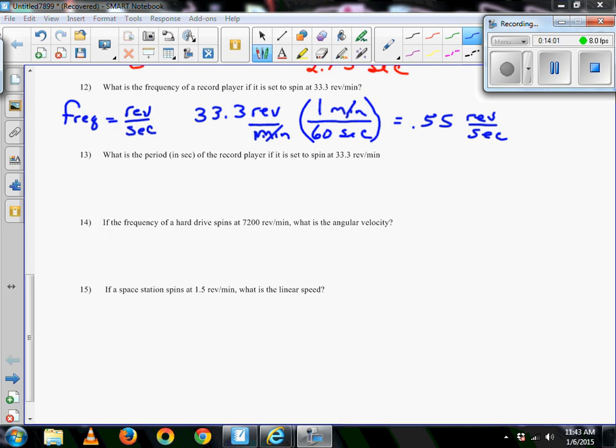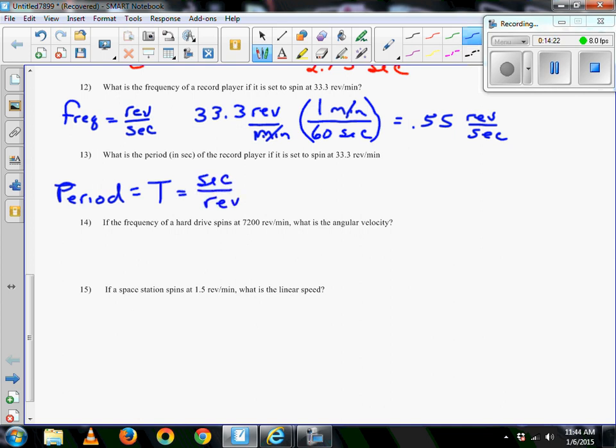Now, the period is the same thing as the amount of time. I want to know how many seconds per revolution. So, period. We use a capital T for that, for the big capital time. Once again, it's the same thing as the number of seconds per revolution. So if I have 0.55 revolutions every 1 second, isn't that the same thing as saying 1 second divided by 0.55 revolutions? All I did was flip that. Does everybody see what I did there?